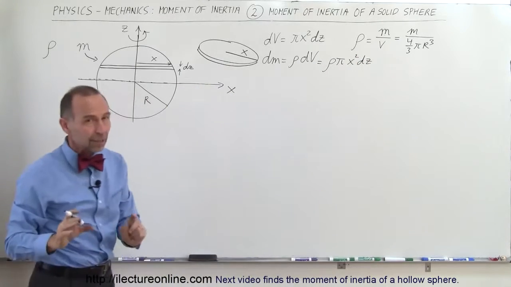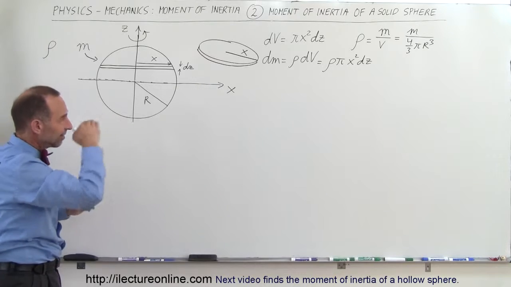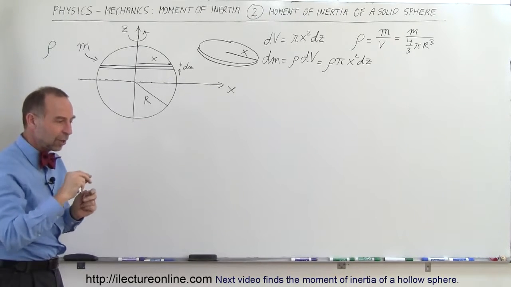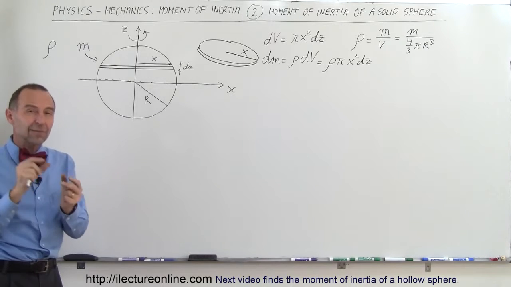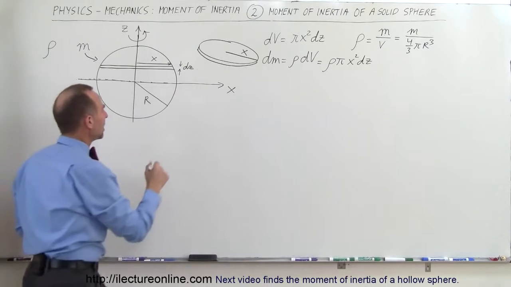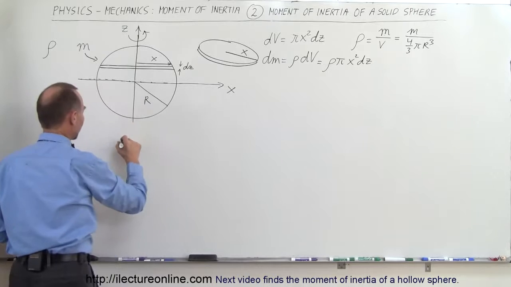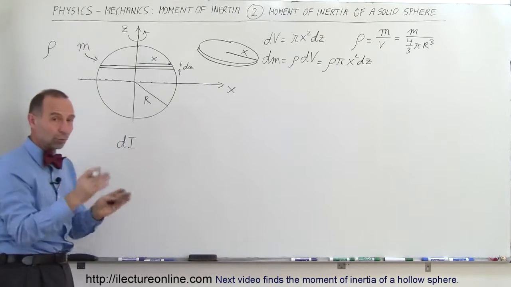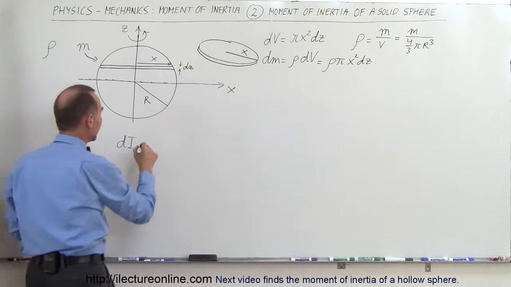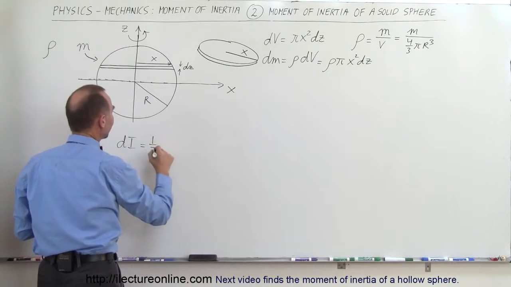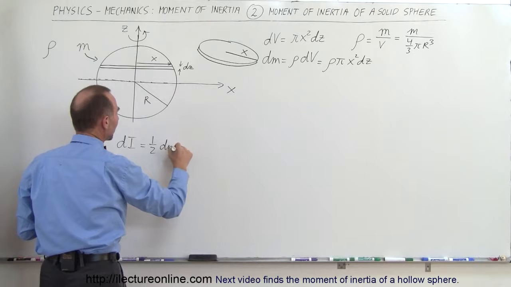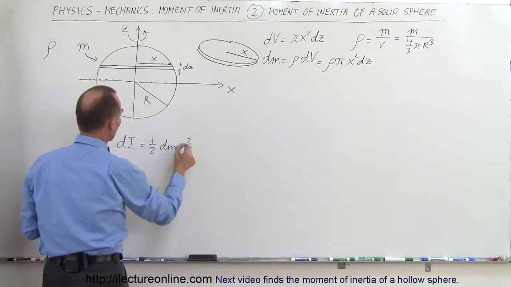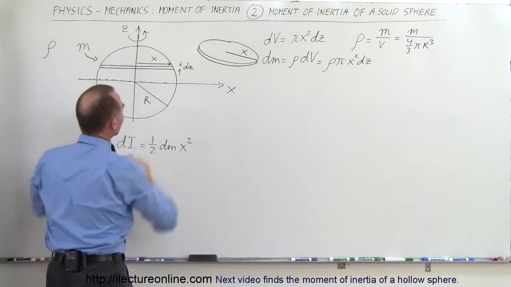Now, the slice is like a disc that's rotating around. The moment of inertia of a rotating disc is 1/2 times the mass times the radius squared. So di, a small portion of the total moment of inertia, is equal to 1/2 times the mass of that disk, which is dm, times the radius of the disk squared, which is x squared. That is the moment of inertia of that little disk.